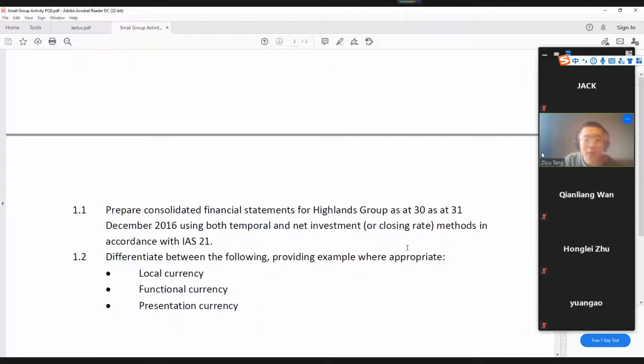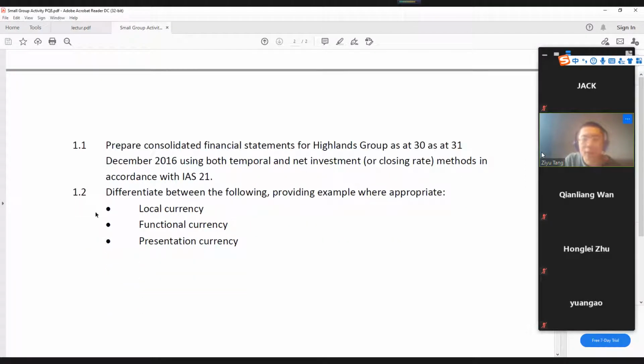There are two requirements. The first sub-question is to prepare a consolidated financial statement for Highlands Group using both the temporal and net investment methods. The second is to differentiate between the following: just discuss the difference between these currencies. The first is local currency, functional currency, presentation currency. So I think let's start from the second question.